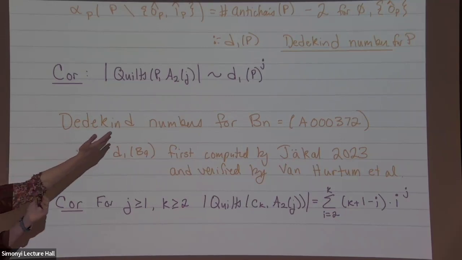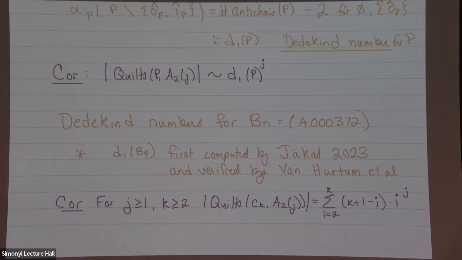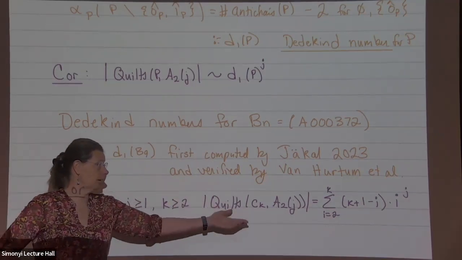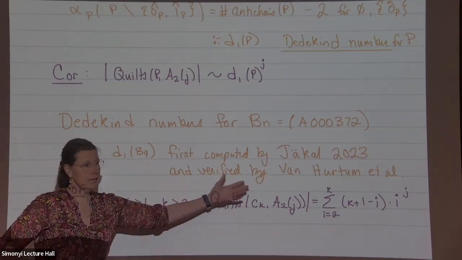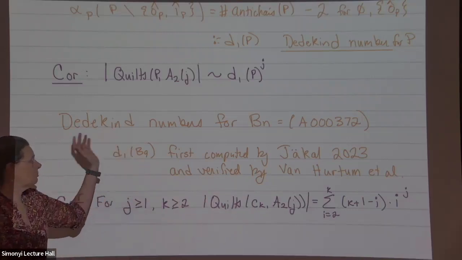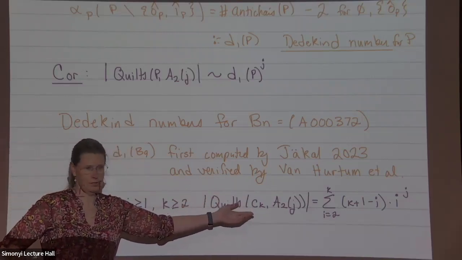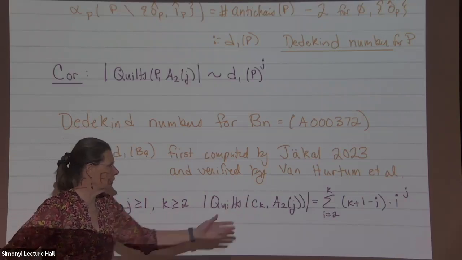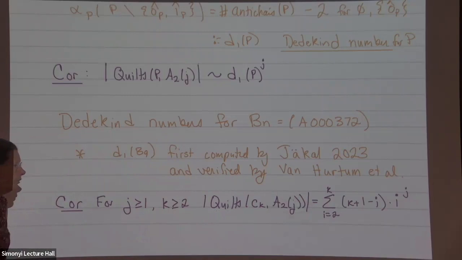Okay, this is saying the asymptotics are still hard. But at least it's a relationship. And a nice corollary that comes out of our theorem for the antichain posets is if you're in the special case where you're counting quilts of C_K crossed with A_2^J, at least there it is nice, because the number of antichains in cut sets for C_K is easy to figure out. And so we get this nice formula. The sum over I from 2 up to K of (K plus 1 minus I) times I to the power J. And how does that go in terms of J, and how does that go in terms of K?